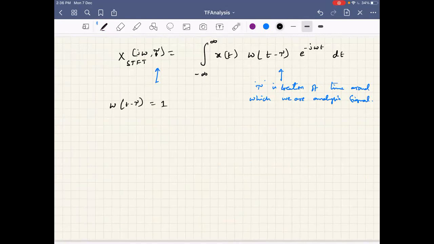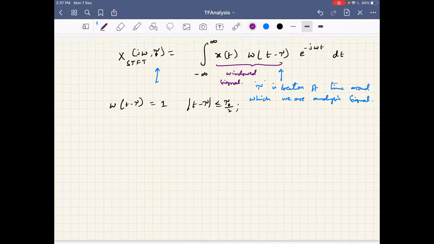is equal to 1 for mod t minus tau less than or equal to tau naught by 2. The window width is given by tau naught here. So what we are doing is finding the Fourier transform for this modified signal, rather than finding it for the complete signal. This is the modified or windowed signal, and for this windowed signal we are finding the Fourier transform.